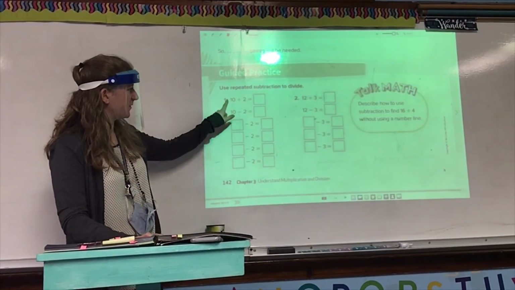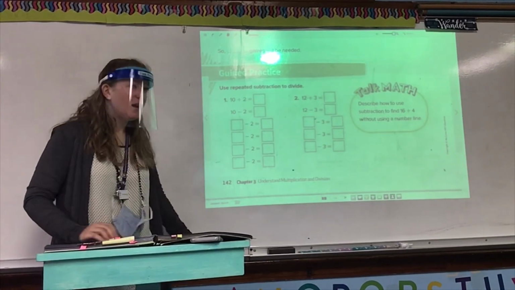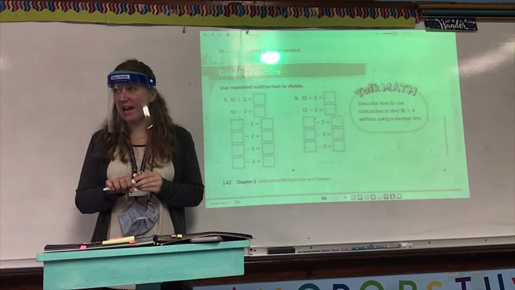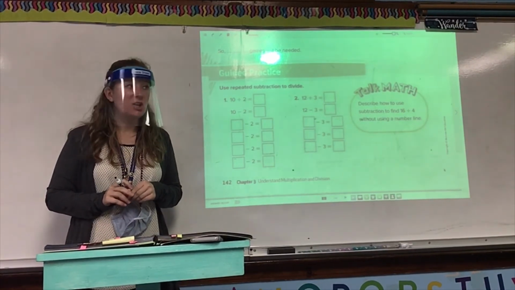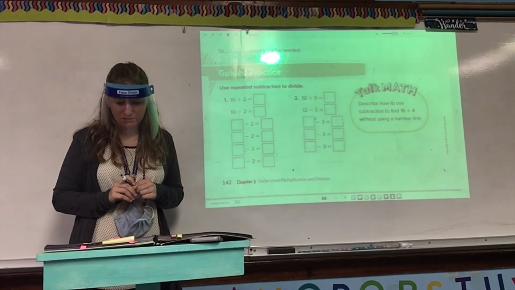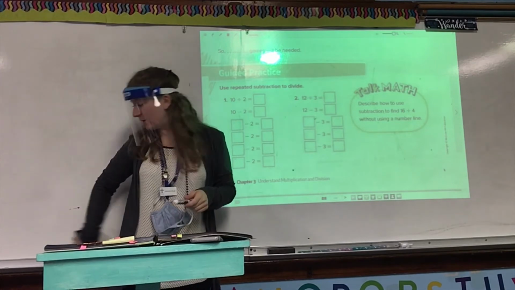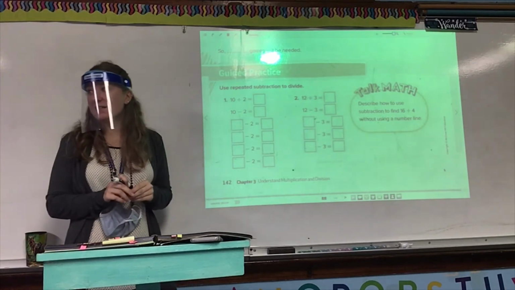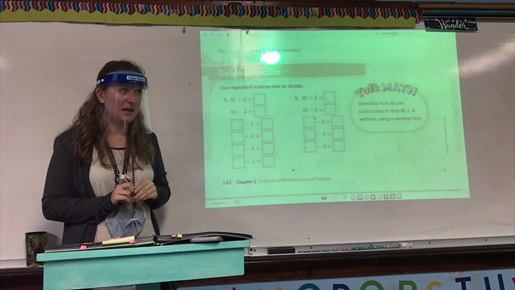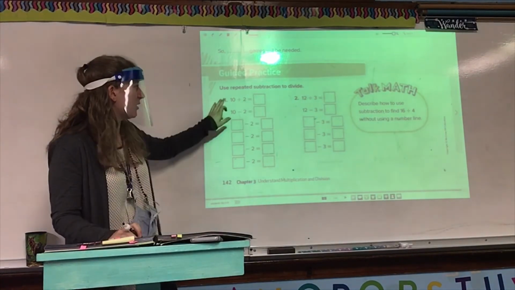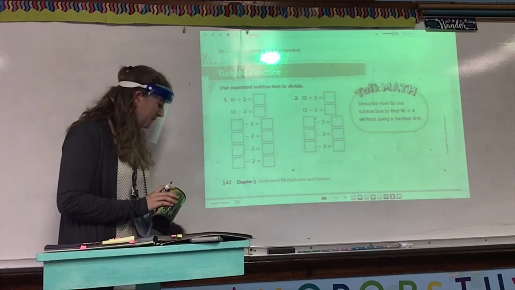Okay, so the directions for number 1 and 2 say use repeated subtraction to divide. That means you must use repeated subtraction, not fact families or mental math or anything like that. You must use repeated subtraction anywhere it says use repeated subtraction to divide. So do not give me homework or independent practice where it says use repeated subtraction and all you have is the answer. I need to see the repeated subtraction. So number 1, we have 10 divided by 2 equals something.